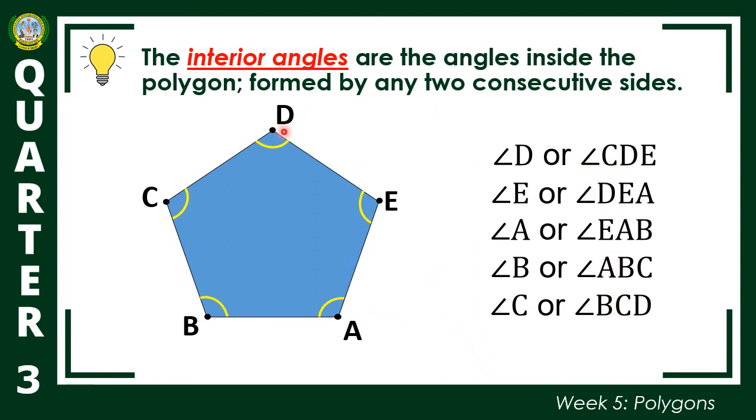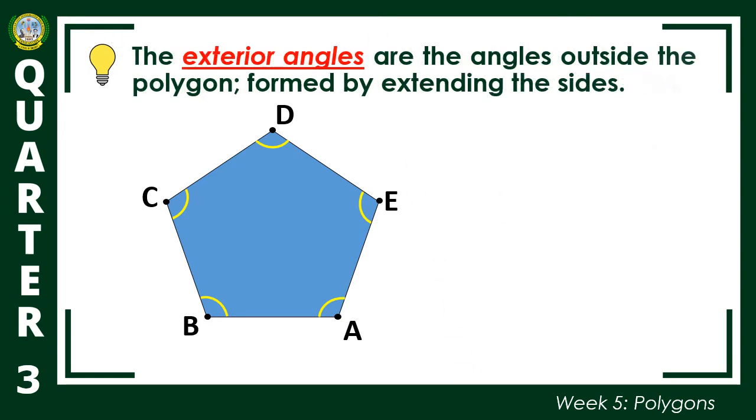So these are again the interior angles of this polygon, polygon ABCDE. Siyempre, kung may interior angles, meron din pong exterior angles. Exterior angles are the angles outside the polygon formed by extending the sides. So ngayon, hindi nyo pa makikita muna yung mga exterior angles natin. Kailangan po na mag-extend tayo ng segments or sides para po mabuo natin yung exterior angles.